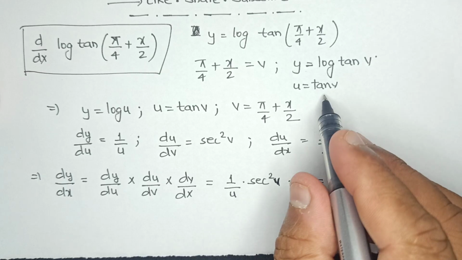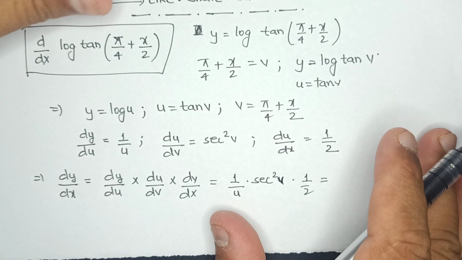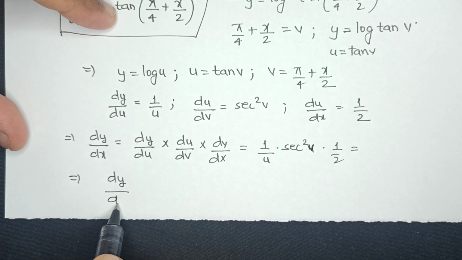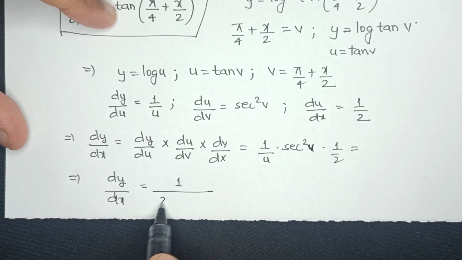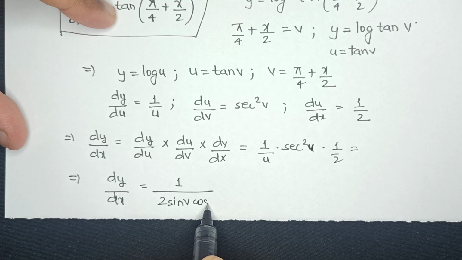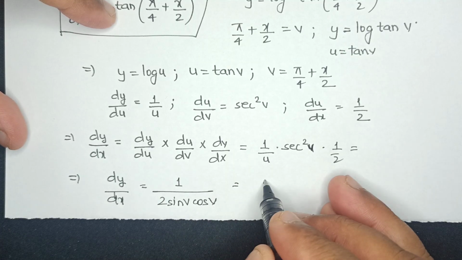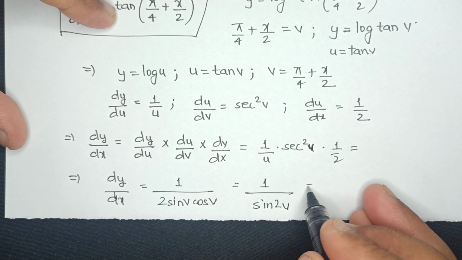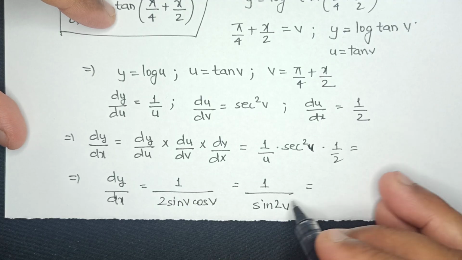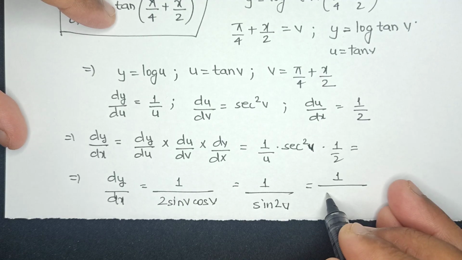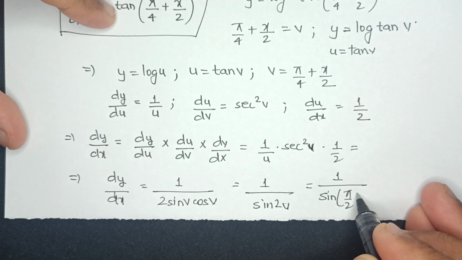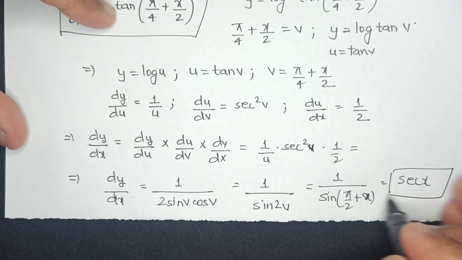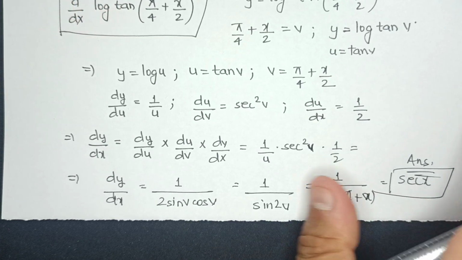Now the value of u is tan of v. So the final answer after substituting all the values is that dy by dx is equal to 1 divided by 2 sin v cos v, and technically that can be written as 1 divided by sin 2v, and this 2v here is pi by 2 plus x. So this is 1 divided by sin of (pi by 2 plus x), which is equal to sec x. So this right here is the final answer to this particular problem.